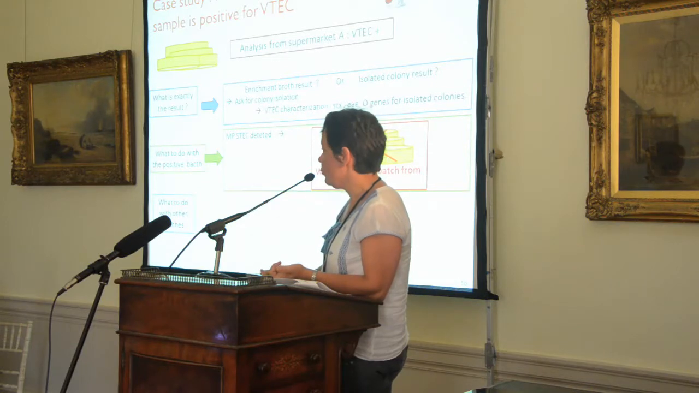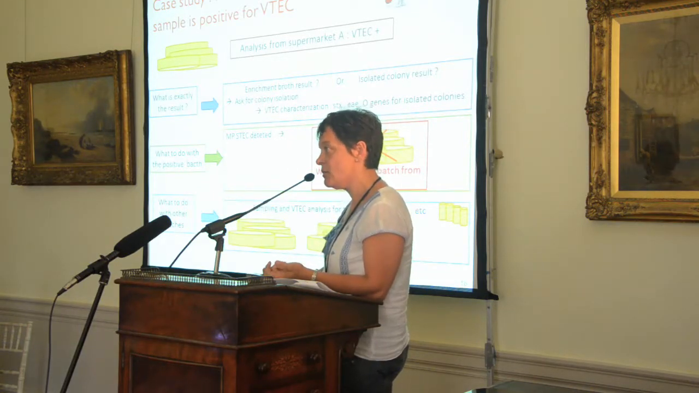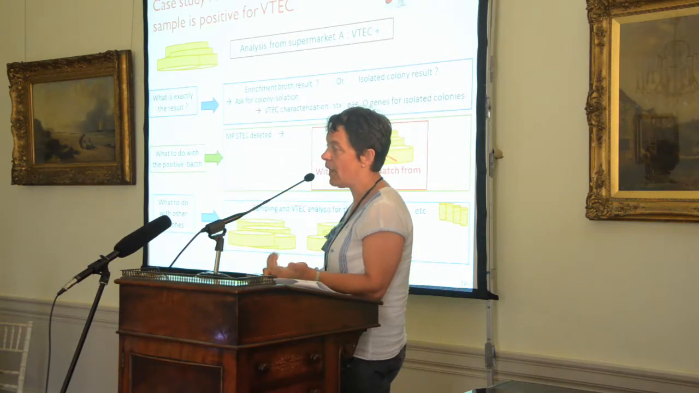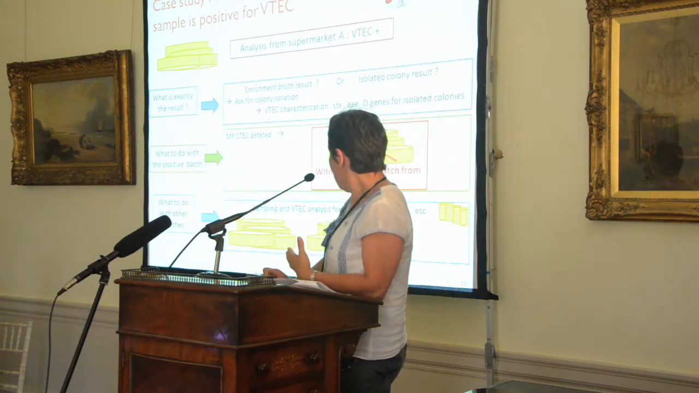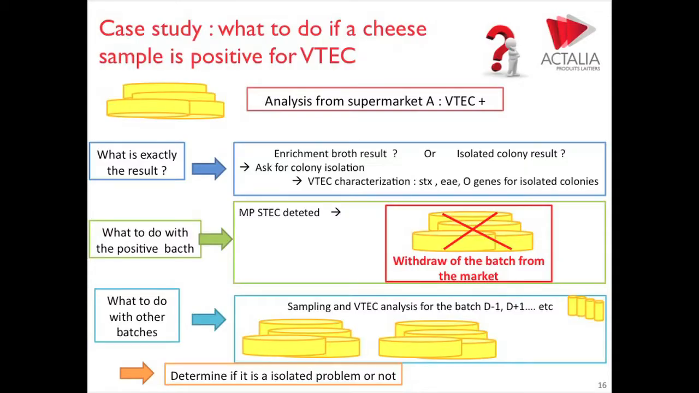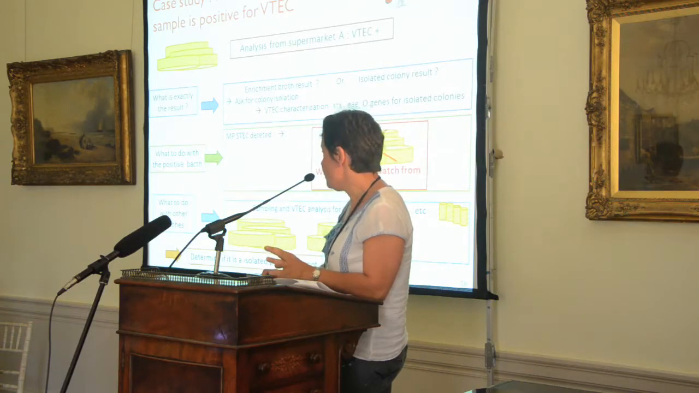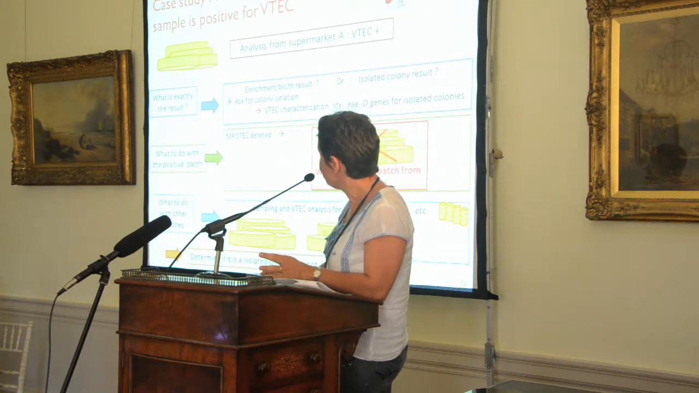And a good thing is, of course, to look at the other batches, the batches that have been made the day before or the day after, and sample them and check for the presence of VTEC. And of course, usually when we are looking for a low amount of contamination, scattered contamination, they recommend taking 5 different samples, each sample being 25 grams as well. And the objective for the food factory is just to be sure whether you've got an isolated problem or not.